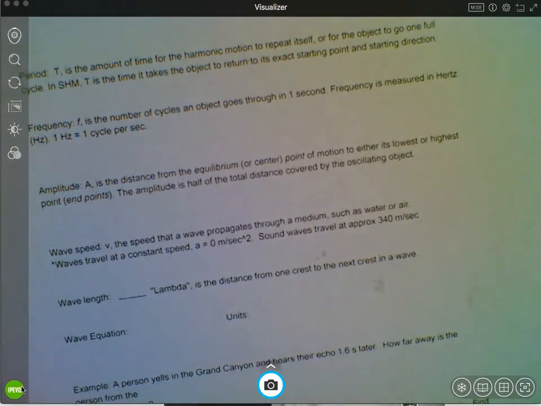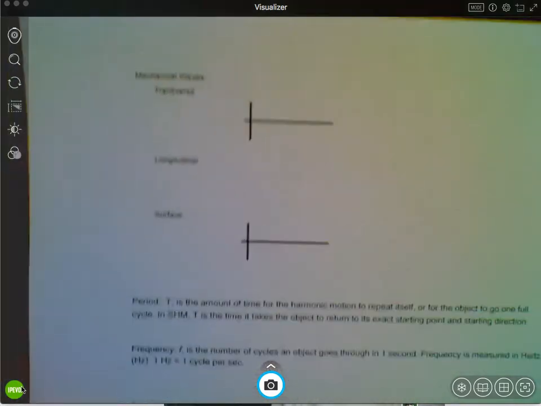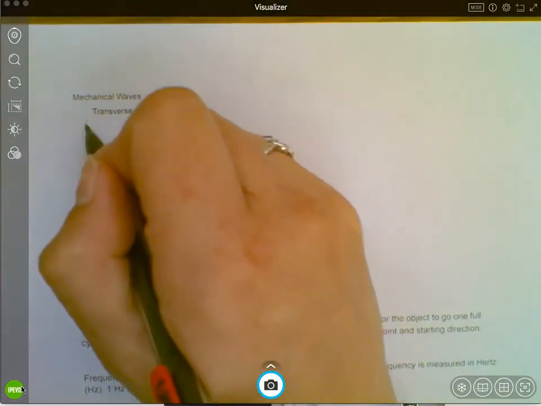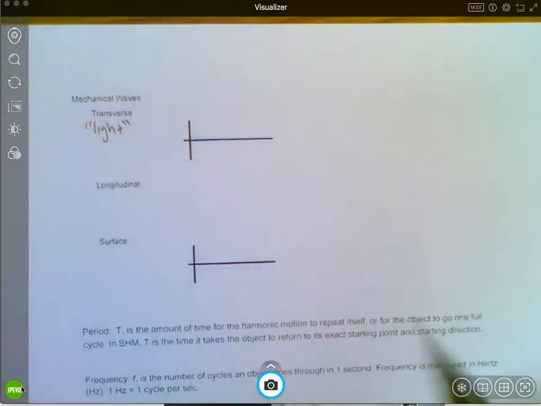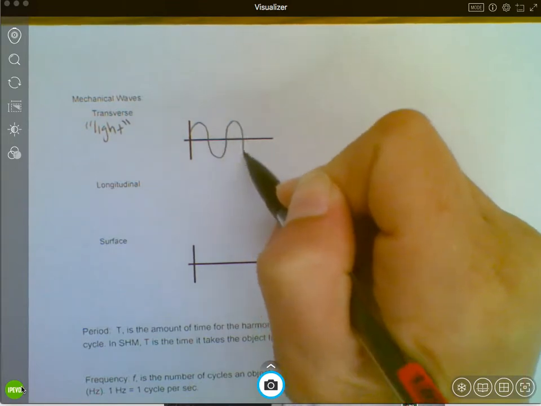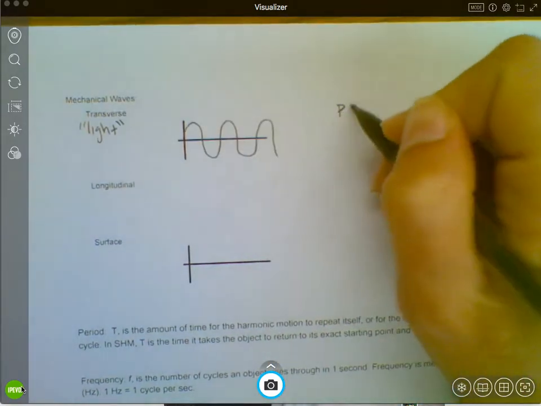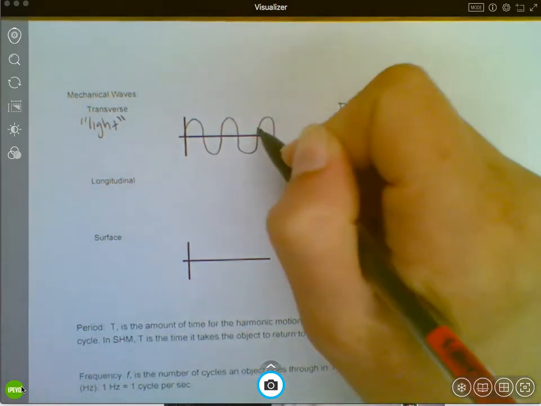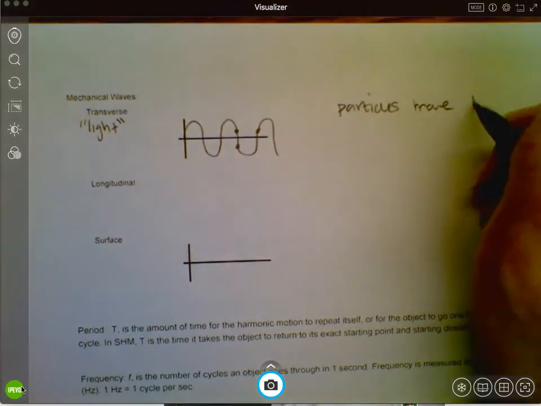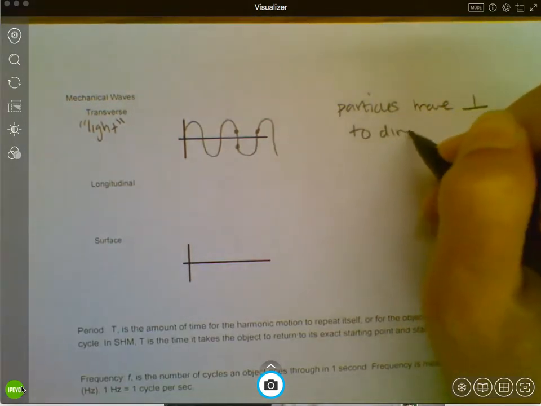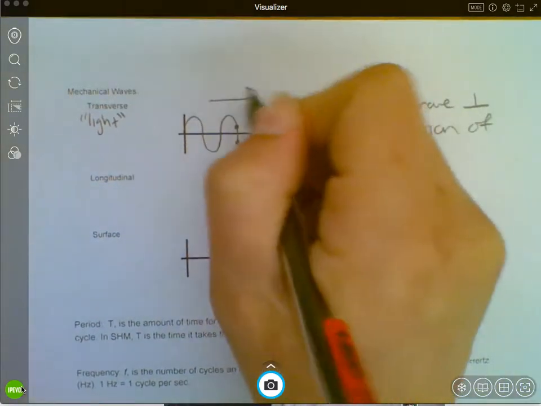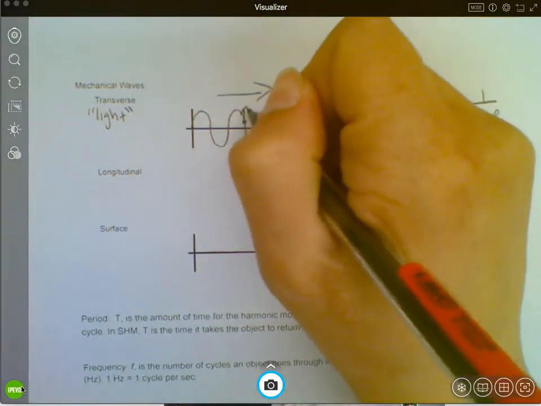All right, second page here. Okay, let's talk about the different types of waves that we have. Okay, so we have transverse. Example for us would be light waves. And a transverse wave is a wave where looks like that. The particles that make up the wave, so the little particles that make up the wave, move perpendicular to the direction of the wave. So the wave's moving this way, right? But the particles move up and down.